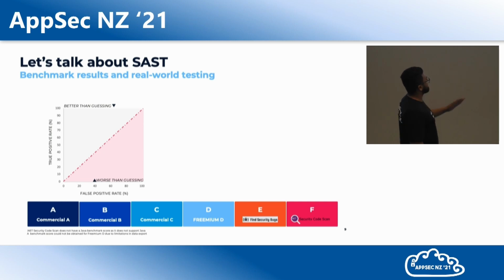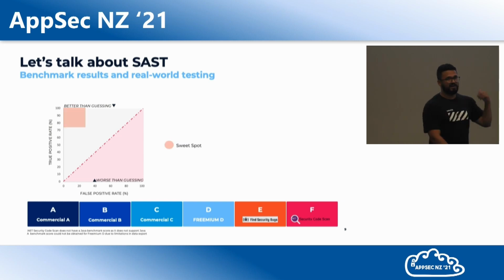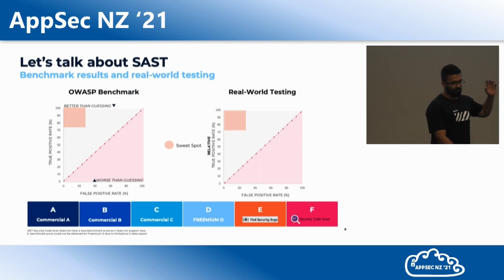Along the middle is the line that you want to be above, basically. What we're trying to say is if more than 50% of your results are false positives, you may as well have a guess at it. We also have what I like to call the sweet spot right in the top left-hand corner. If you're in here, you're doing pretty good, and well done. So we've got one for the benchmark.